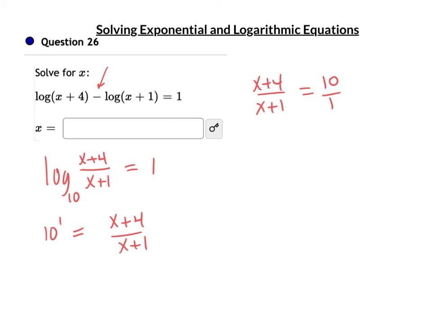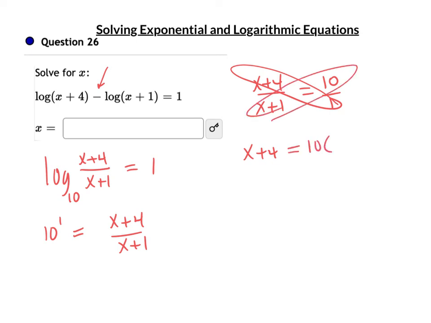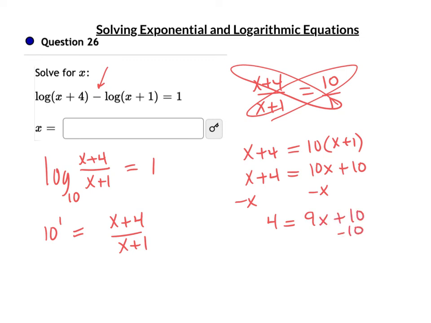Let's put that over 1 and cross multiply. X plus 4 times 1 is x plus 4. 10 times x plus 1, we need to distribute there. So it's x plus 4 equals 10x plus 10. Let's take an x off each side. 4 equals 9x plus 10. Let's take a 10 off each side. We're getting that x by itself.